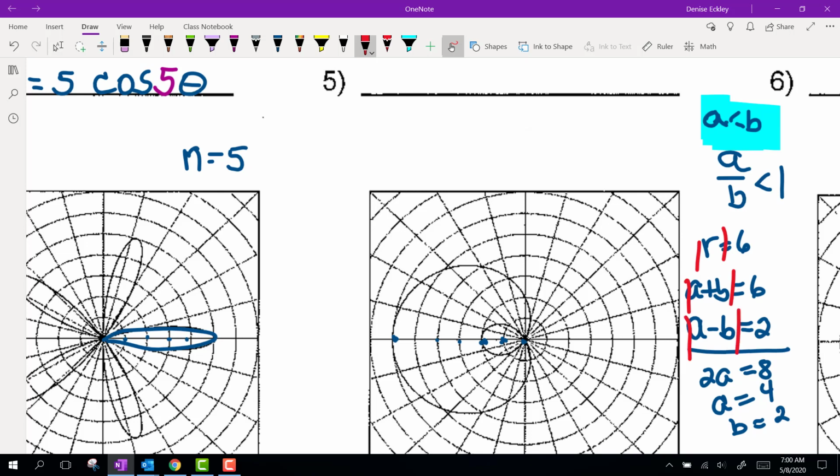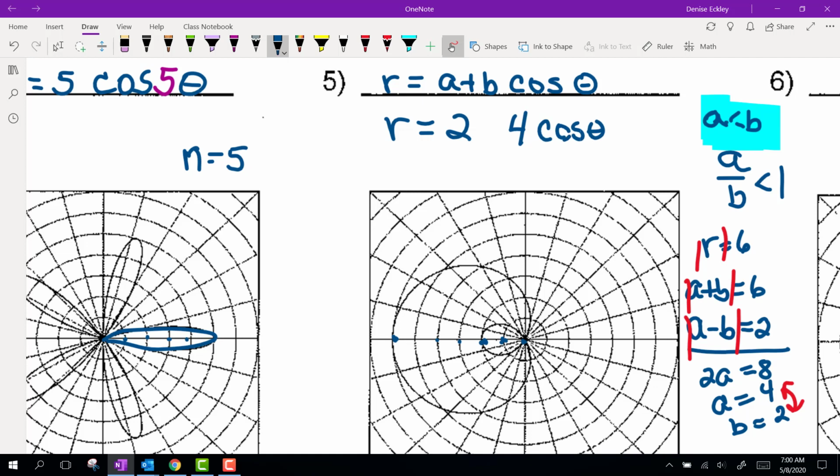And since we have an inner loop, we want b to be bigger. So the equation normally looks like this. Keep wanting to write r. R equals a plus b, and in this case, cosine theta. Now, with our inner loop, our a has to be the smaller number, which is 2. B is going to be the 4, and we have cosine theta. And since it's on the negative axis, we need a minus sign there.